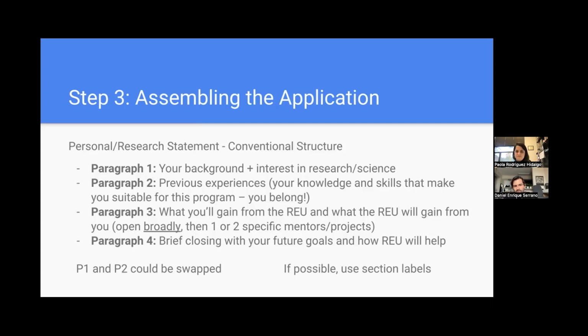And then the last paragraph would be just a brief closing where you talk about your future goals and how the REU experience will help you achieve those goals. Don't feel like you need to know exactly what you're going to do with your life. You're not committing to anything when you write these essays. No one's going to hold you accountable for going to grad school if you say that you want to go to grad school, or to go get a job after undergrad if you say that. It's just to get a sense of where you think you're going at the moment. And of course, the order of these paragraphs could be swapped depending on your preference on how you want to tell that story.